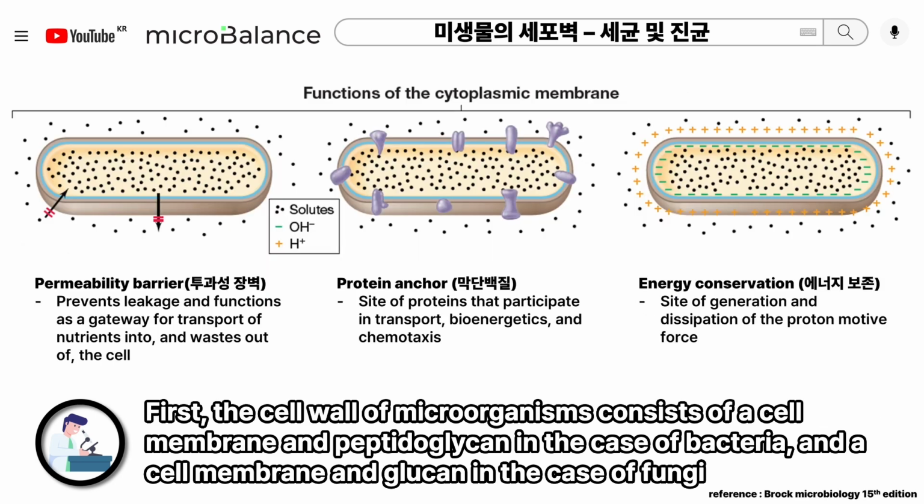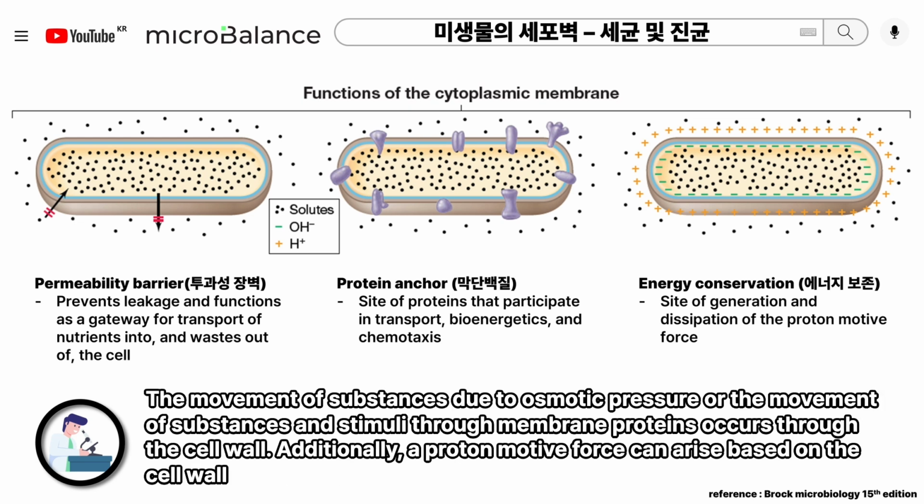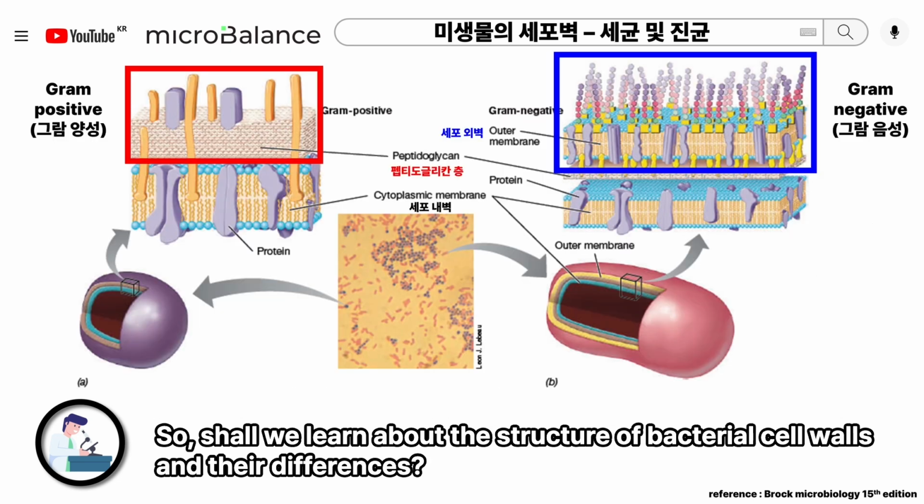First, the cell wall of microorganisms consists of a cell membrane and peptidoglycan in the case of bacteria, and a cell membrane and glucan in the case of fungi. The movement of substances due to osmotic pressure or the movement of substances and stimuli through membrane proteins occurs through the cell wall. Additionally, a proton motive force can arise based on the cell wall. So, shall we learn about the structure of bacterial cell walls and their differences?